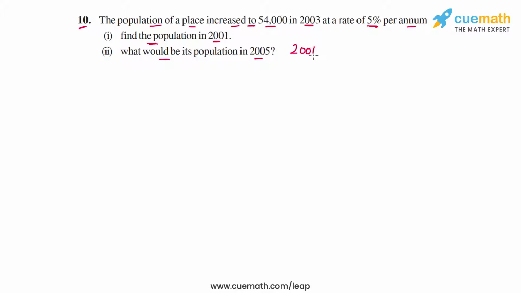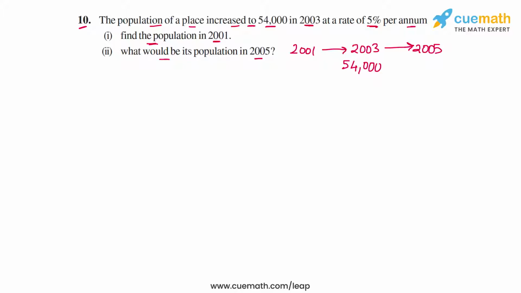In 2001, the population was a certain amount. We have to find that. In 2003, we know the population, that's 54,000. And using this, we also have to find what the population will be in 2005.